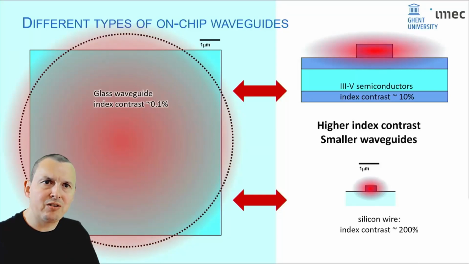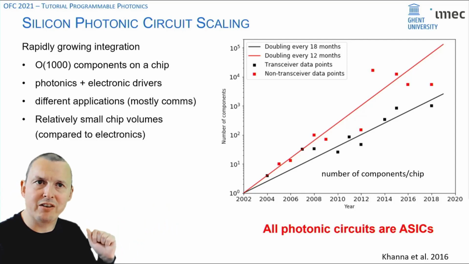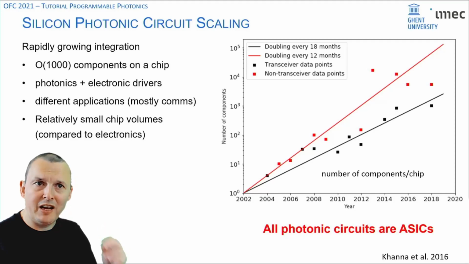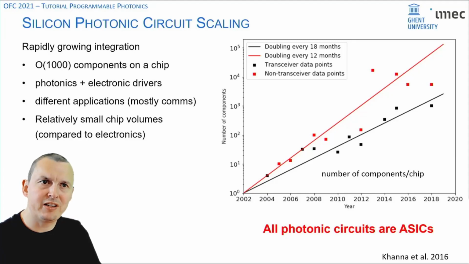And as a result, we've seen over the past 2 decades a really strong scaling in the number of components on a single silicon photonic circuit, going into thousands or even 10,000s of components. And that allows you to make really complex functionality in a photonic integrated circuit, in the same way that the large number of transistors allows you to make really complex electronic functionality.